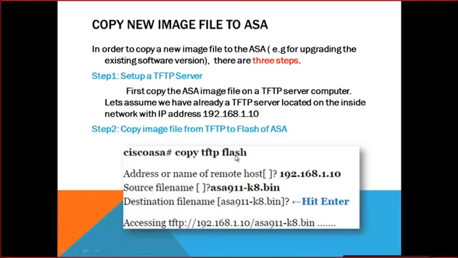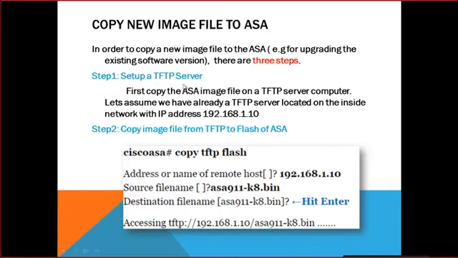When you hit this command, it will ask you for the IP address of the remote host. This will be the address of your TFTP server. When you hit enter, it will ask for the file name. This is the file name that is there inside your TFTP server, and then it is asking whether it can use the same file name in the destination, which means on the ASA. If you are okay with the same name, hit enter, and it's going to copy it from the remote.